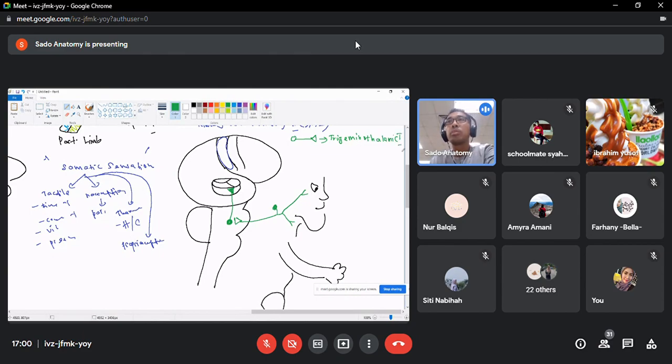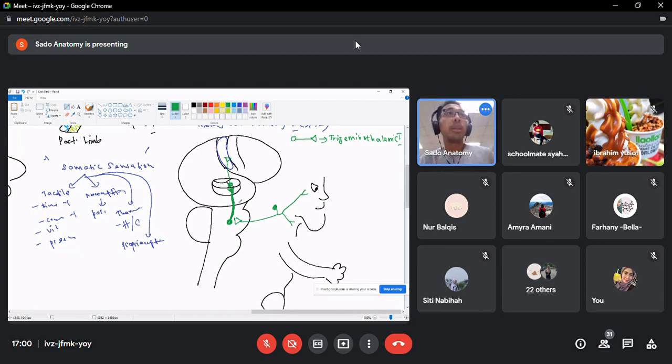Okay, trigeminothalamic tract. Okay, trigeminothalamic tracts. Terminate dekat mana kelas? Dekat thalamus. From thalamus, absolutely kelas, they can go to your primary somatosensory area of cerebral cortex kelas. So apa yang kita concern sekarang adalah tracts ini. So tracts ini kita panggil sebagai trigeminothalamic tracts.